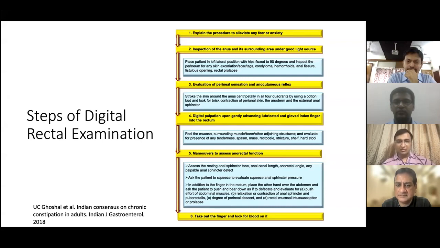In addition to a finger in the rectum, we place a hand above the abdomen and ask the patient to bear down as if to defecate. We evaluate the push effort from the abdominal muscles, the relaxation and contraction of the anal sphincter and the puborectalis, the perineal descent, and also if there is any intussusception or prolapse. And lastly, when we take out the finger, we look for any blood on the finger.